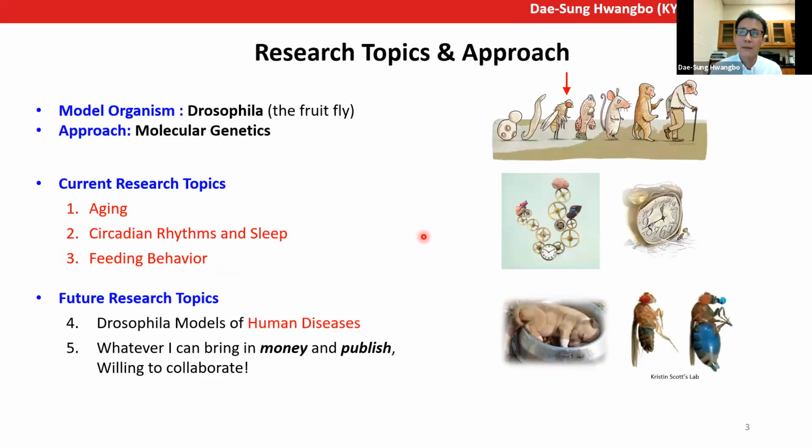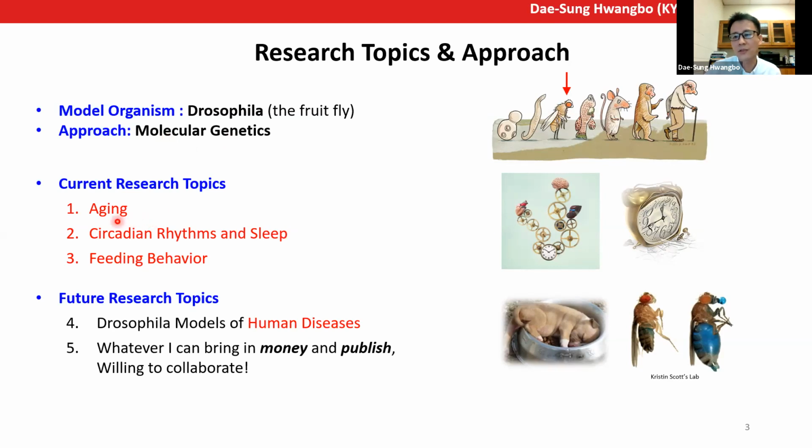So my research topics and approach: I use Drosophila, the fruit fly. I just saw some of you use this, and many of you use, I believe, vertebrates, and my organism is an invertebrate, very different. I use classical genetics and molecular genetics, and my first topic is aging.